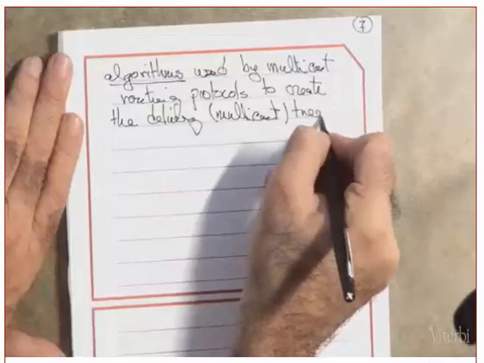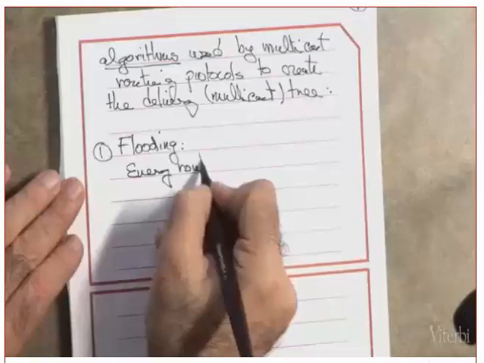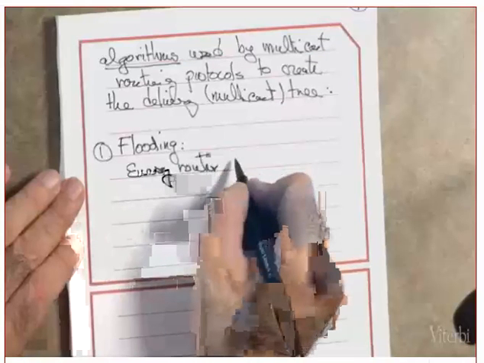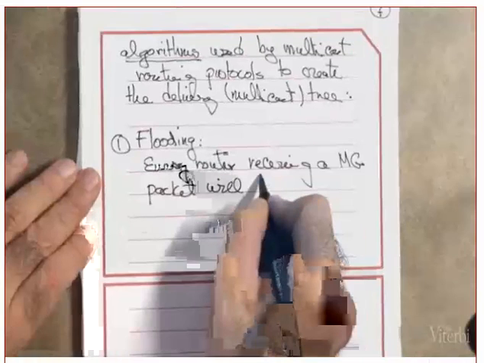And a router will only forward multicast group packets over the branches that are part of the spanning tree. Will forward the packets only over the branches that are what? That are part of the spanning tree.